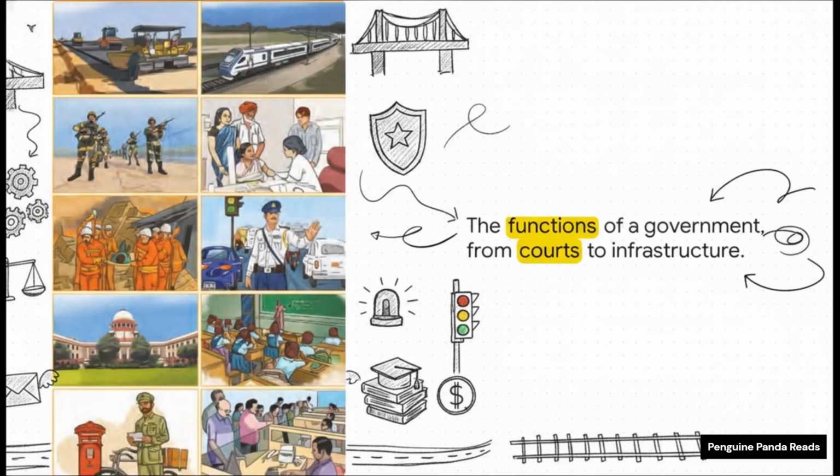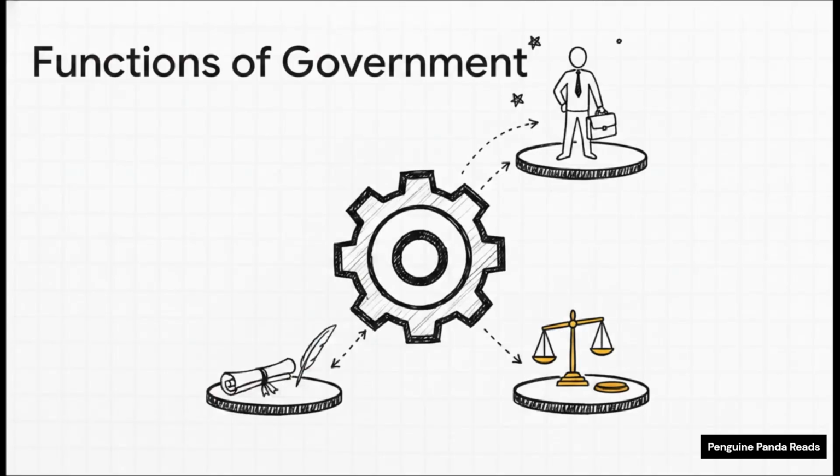Now, what's really wild is how these exact same principles scale up from a simple schoolyard to a sprawling nation. We aren't just talking about writing rules anymore. We're talking about building massive national infrastructure, like highways and railways. We're talking about securing borders with a military, managing a complex national economy, and running postal services and courts. This brilliantly illustrates the true anatomy of government power.